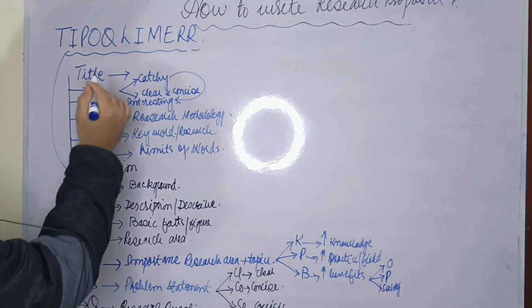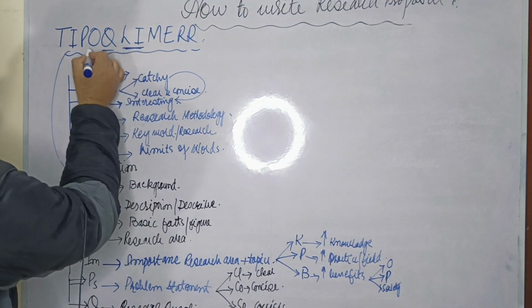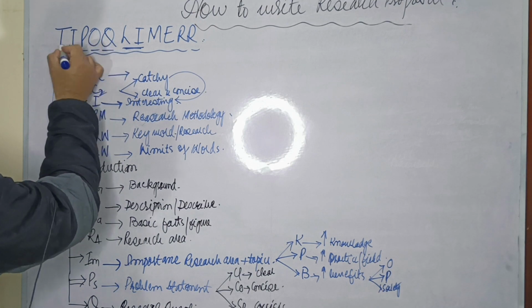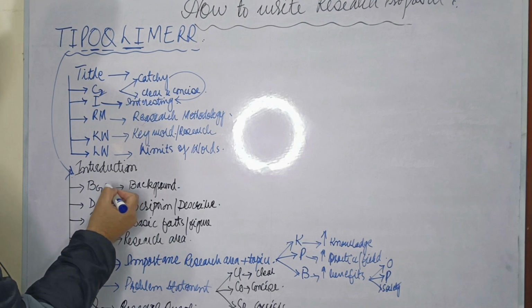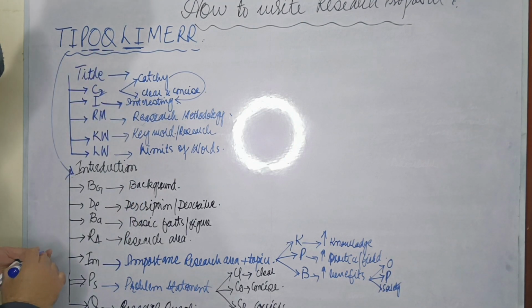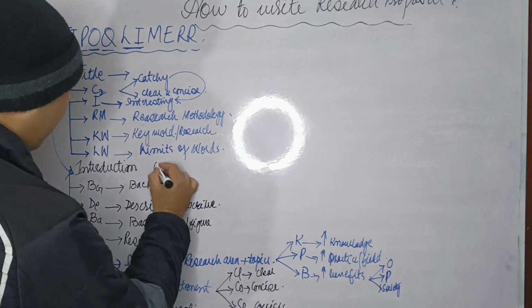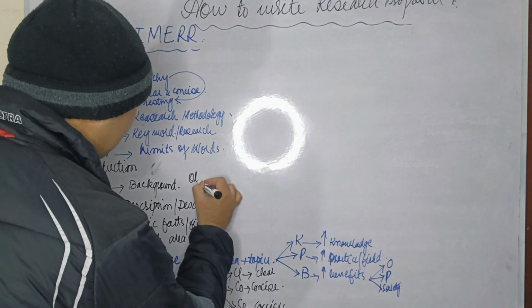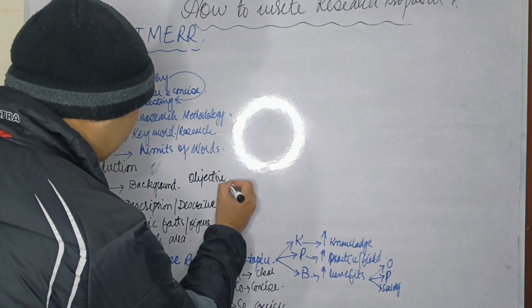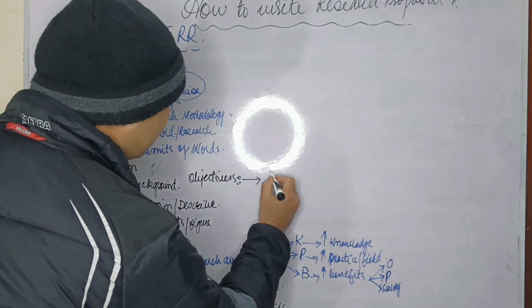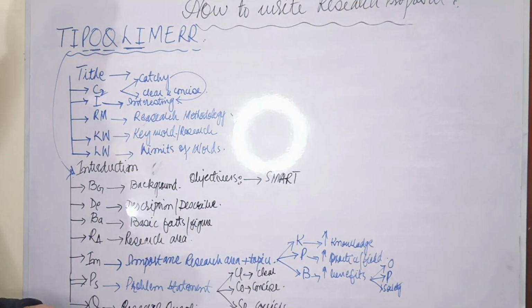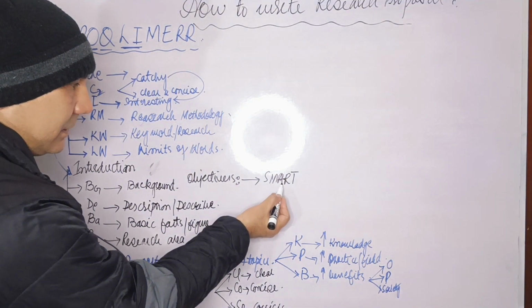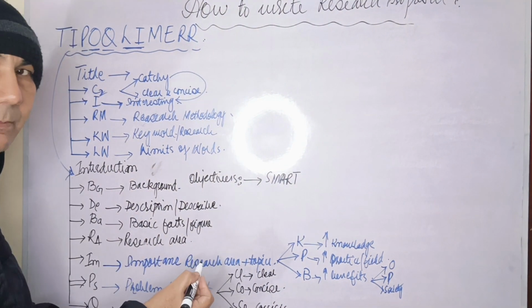Now the LI. We have done the PQ, the problem statement, title, introduction, and problem statement, and O for the objectives. O for the objectives of your research project, and the objectives should be SMART. SMART should be specific, measurable, achievable, reliable, and time bound.